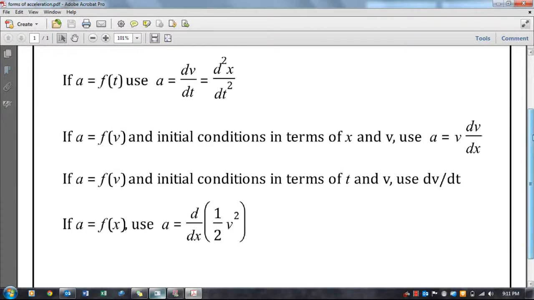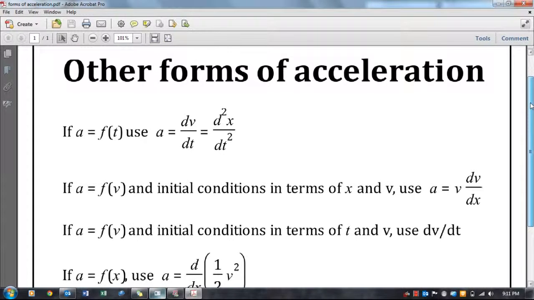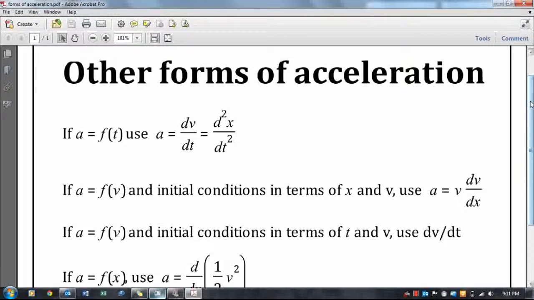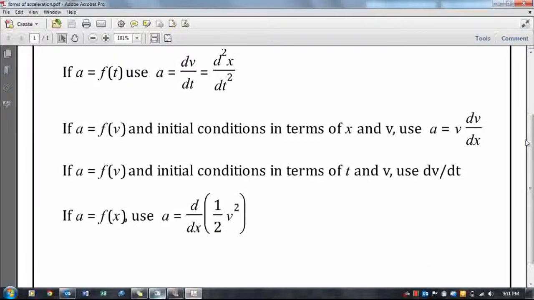Hi, g'day. In this video we're going to be covering, and I hate teaching this because it's just not intuitive, but anyway, it's about other forms of acceleration. It's an important part of the course, and they're difficult to do, I think. They're difficult to figure out, but once you've got it, then you're pretty happy and you can just go forward.